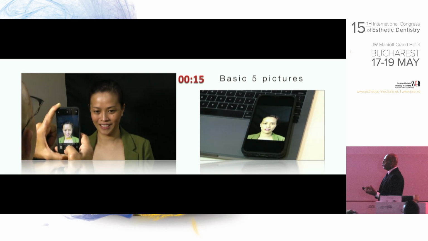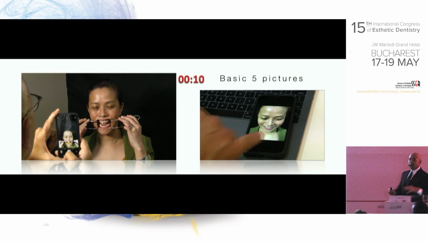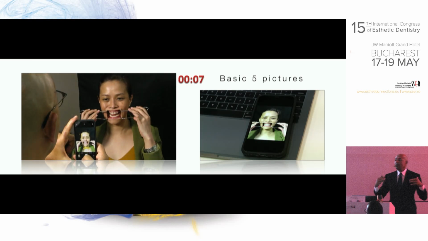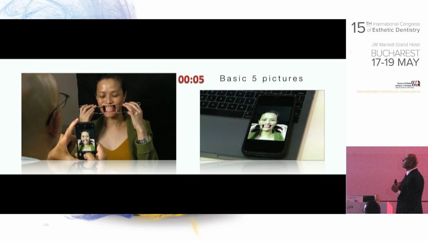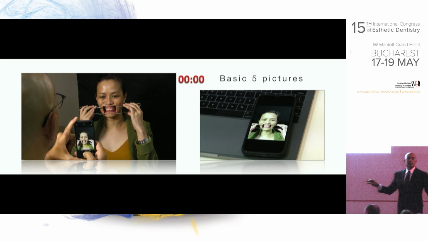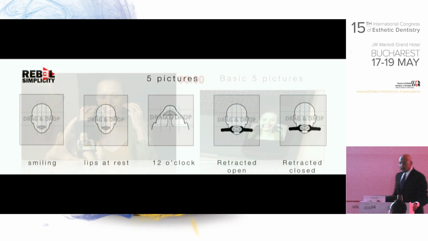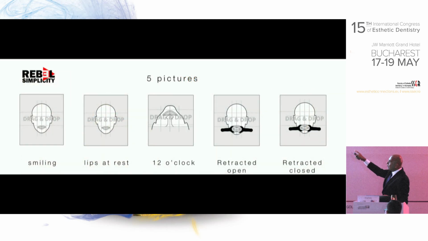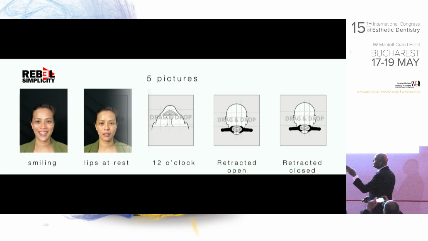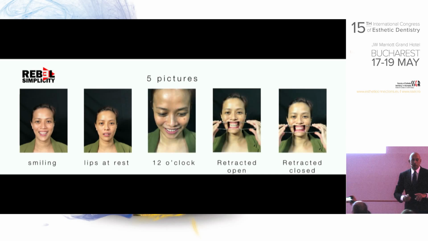And then I will ask her to hold the retractors herself and simply make two pictures. When the head is horizontal, I'll make one picture mouth open, one picture mouth closed, and 3 seconds, 2 seconds, 1 second, in 40 seconds I'm done. And you can use the software through your iPhone, which is also very, very simple. So again, with this 5 setup, when you get into the software, it's asking for these pictures. These are what we got. Smiling, lips at rest, 12 o'clock, retracted open, retracted close.